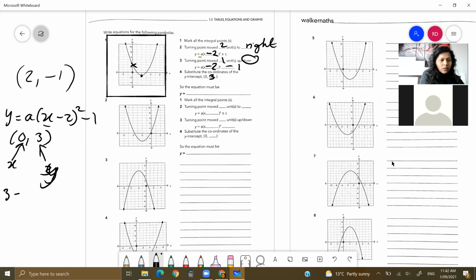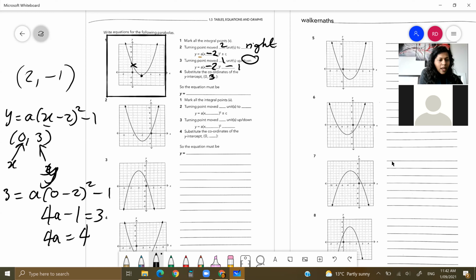So 3 is equal to a, 0 -2 whole squared, -1. 0 -2 is -2, -2 squared is 4. So 4a -1 is equal to 3. So 4a is equal to, moving the -1 over, 4. A is equal to 1. So my equation is, because a is 1, I don't have to write it out, x -2 whole squared -1. That's my equation.